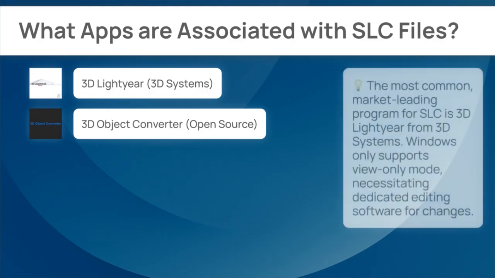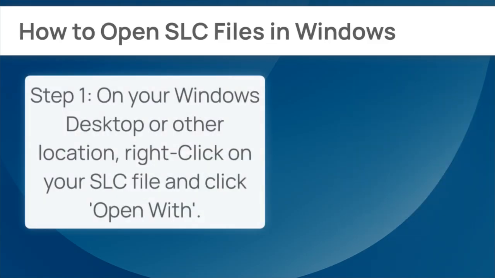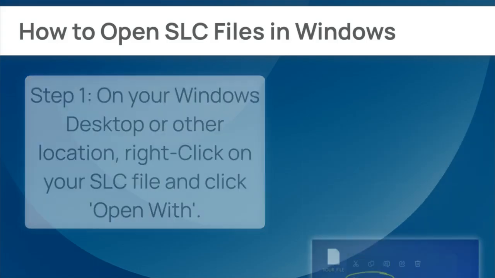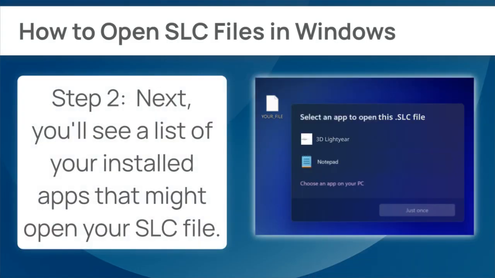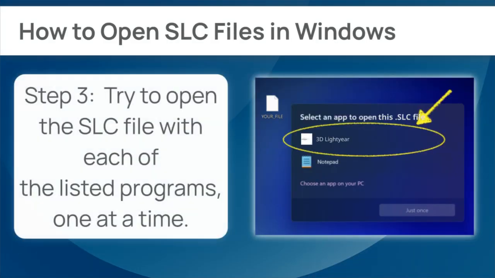Editing the file requires the specific proprietary environment not offered by Windows. Windows supports only basic previews, so full model access requires dedicated engineering tools. Let's make this simple. Right-click the SLC file and hit Open With. If 3D Lightyear is on your machine, test it immediately. If not, choose another program. It's a matter of finding the right decoder.